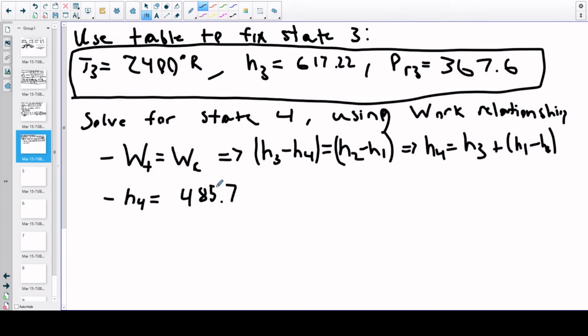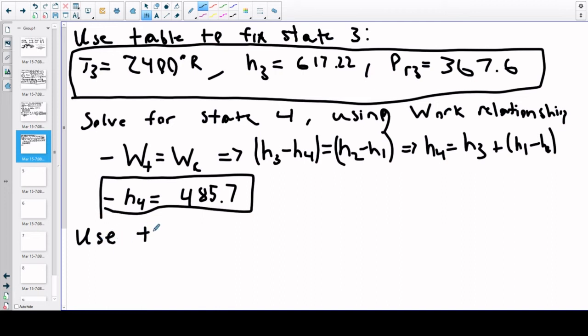And so the real state, 485.7, is H4. And I think I was about to write down PR4, but that doesn't make any sense. So there is no PR4 for this one, because this is not an isentropic process, because we know that the turbine has an efficiency that isn't 100%.